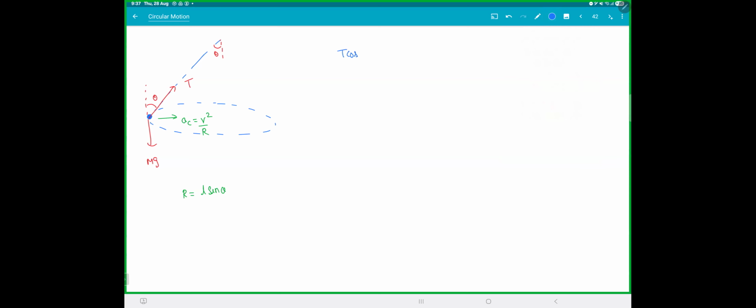So from here we'll get T cos theta is equal to mg, because there is no horizontal thing. T sine theta will be m into acceleration. T cos theta is mg. T sine theta is equal to mv square by r. So if you divide them, you get tan theta is equal to v square by rg. There, the speed has come. The tension has also come.